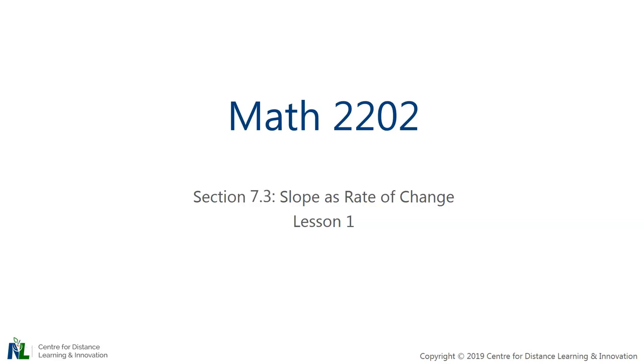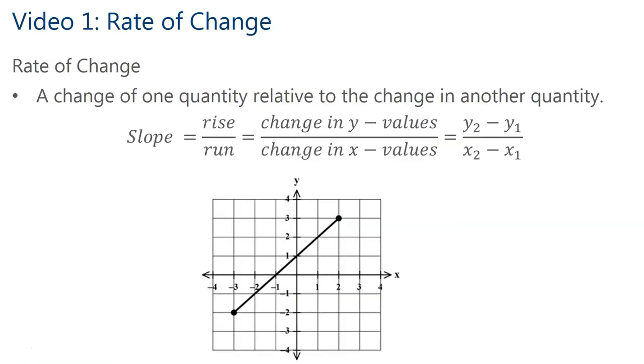Slope as rate of change. Now, rate of change is defined to be a change of one quantity relative to the change in another quantity. And we know slope is rise over run, where the rise is the change in the y values and the run is the change in the x values.